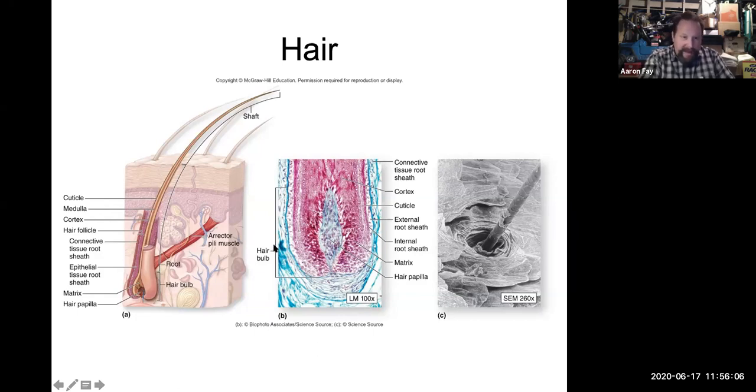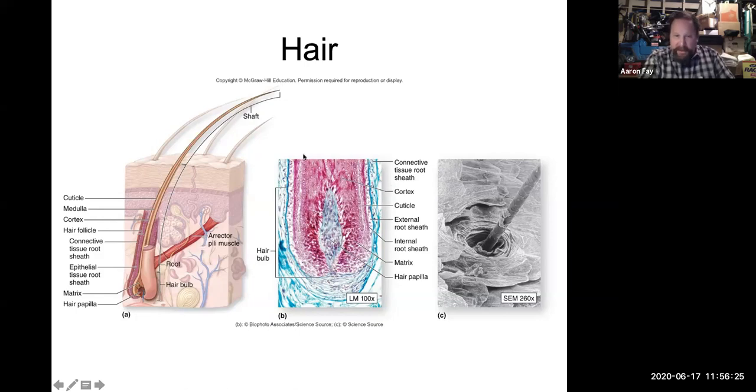If you look at the structure of the follicle itself, you can see it has this outer sheath, a cuticle, and then deep to that, you're going to have the cortex of the hair itself.